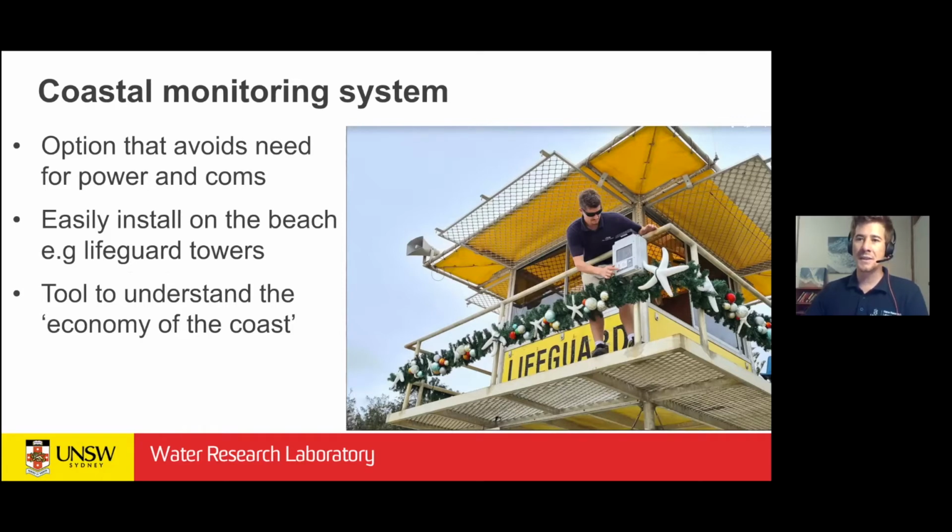One thing I've noted installing camera systems to monitor the beach is that it can be really cumbersome to sort out your power and your comms. Normally, when you want to monitor the beach, you want to install your camera really close to the action, and there's often no power on a lot of these lifeguard towers or on the beach, and no hardwired internet connection. That makes it really difficult if you're trying to install video systems.